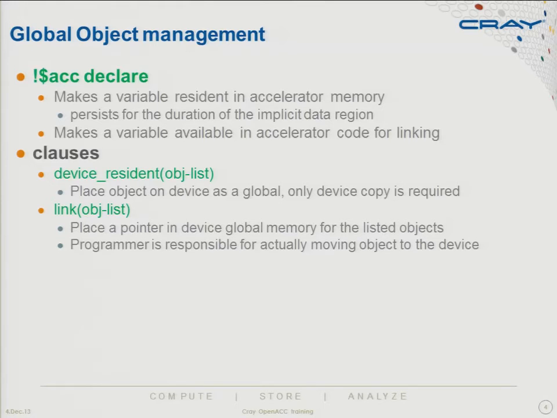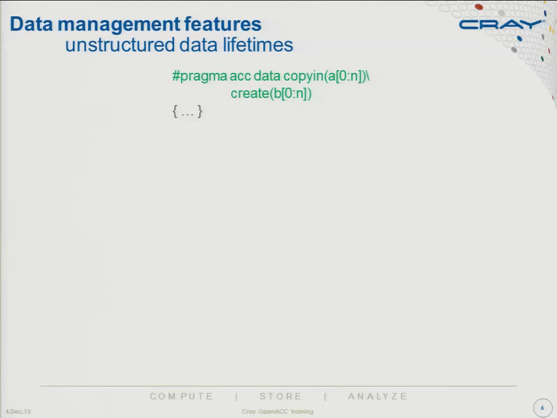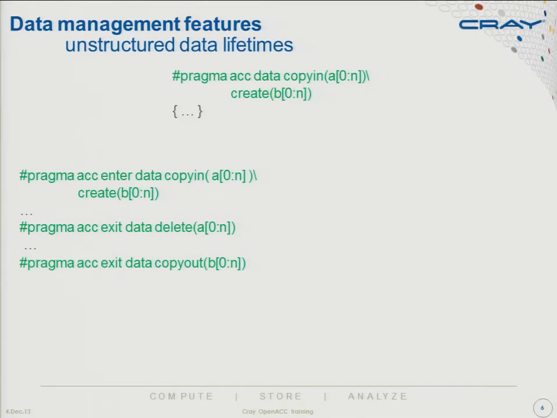So if you've got a big data region that's your whole code, maybe instead you just want to use declare to do it. But this is an OpenACC 2 feature. So if you use an OpenACC 1 compiler, it's not going to support that. So these are some examples of doing that, and this is an example of an unstructured data lifetime.